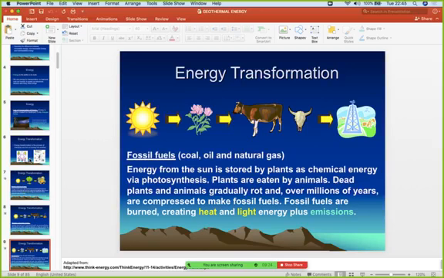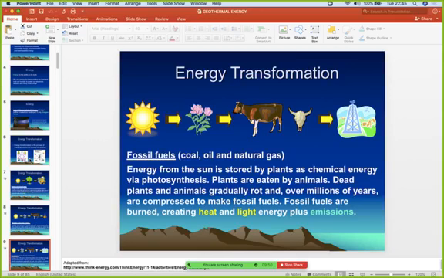So if they die, they'll be uprooted, no? So they gradually rot, no? You know what is rot? They are rotting animals. So over millions of years, they are compressed to make fossil fuels. So that's how our fossil fuels form and evolve. Fossil fuels are born creating heat and light energy plus emission.